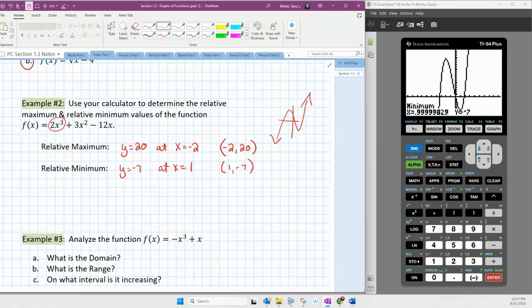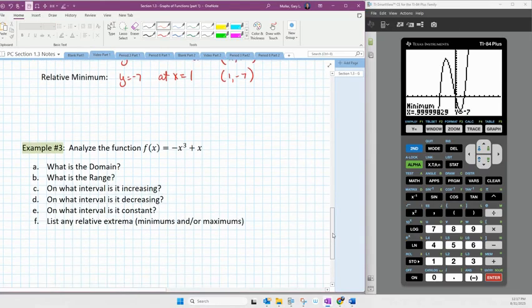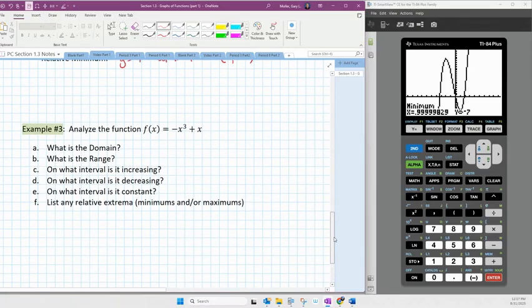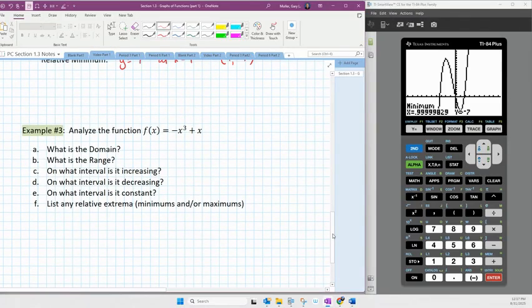Okay. Now we're going to put all that together and answer everything we can about a function. The function is negative x cubed plus x. What's the domain? What's the range? Increasing, decreasing, constant. Any relative extrema. That's the plural that talks about minimums and maximums. All right, pause the video, do some investigating, and let's see what you come up with.